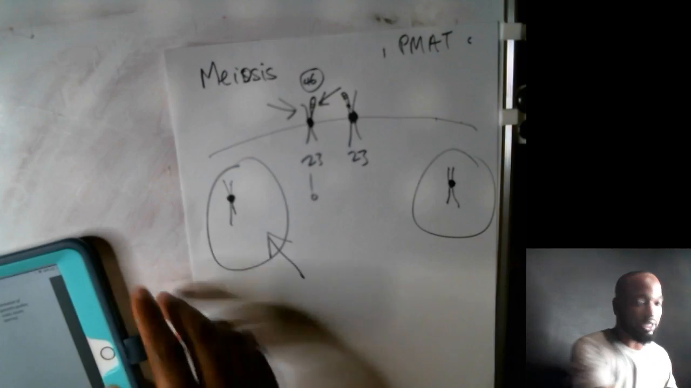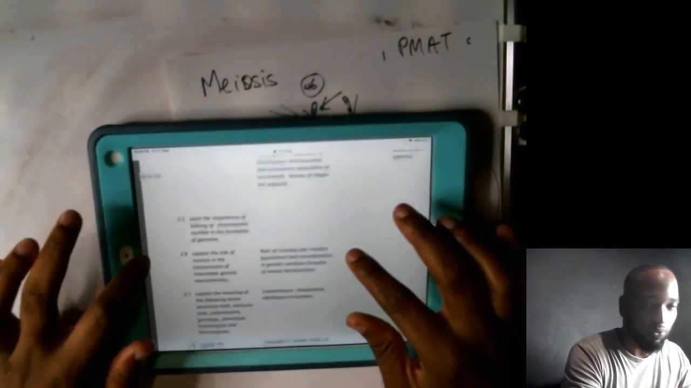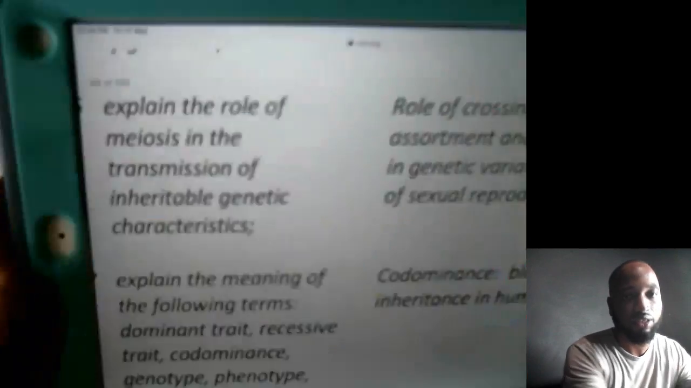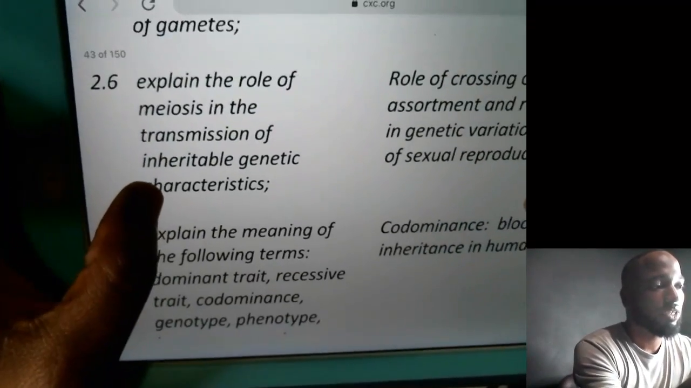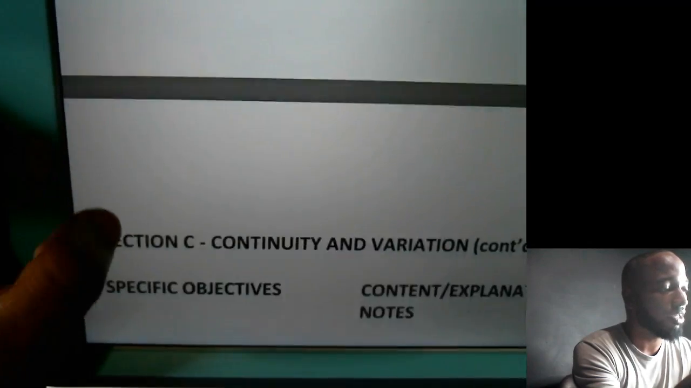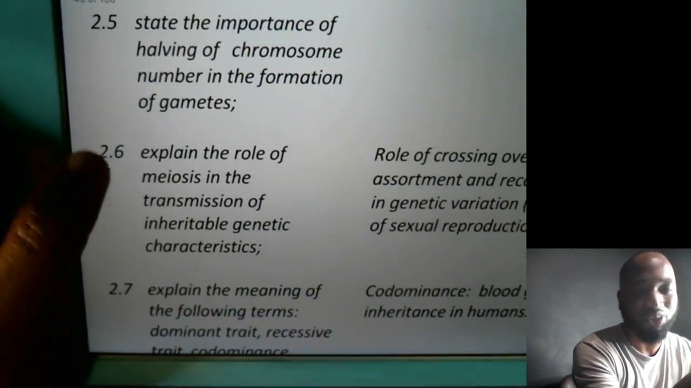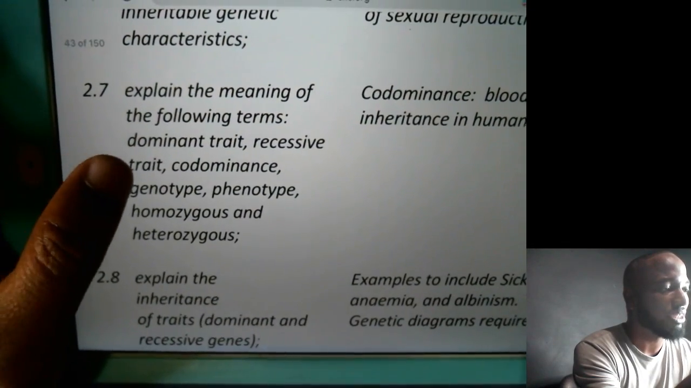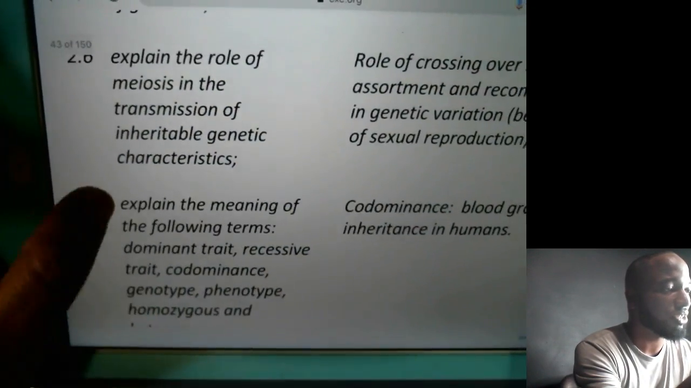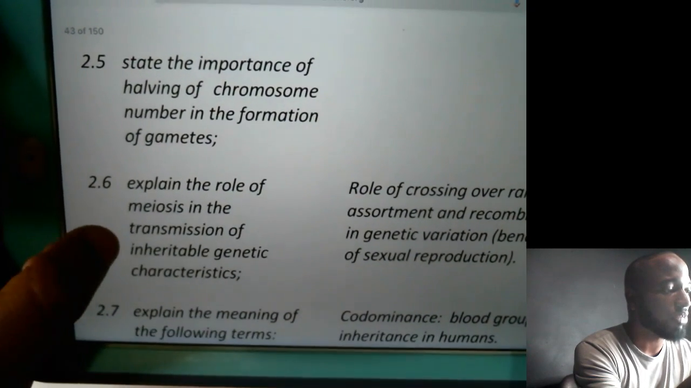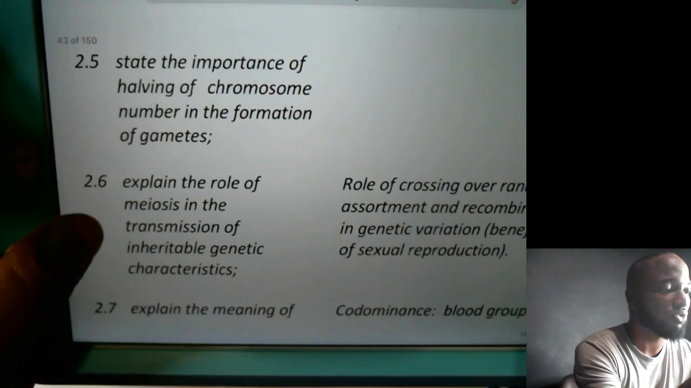Next part in the syllabus, I should probably put this here so we can watch it together. So that is 2.6. This is all we have done so far, or kind of brushed up on. Explain the role of transmission of inheritable genetic characteristics, role of crossing over.